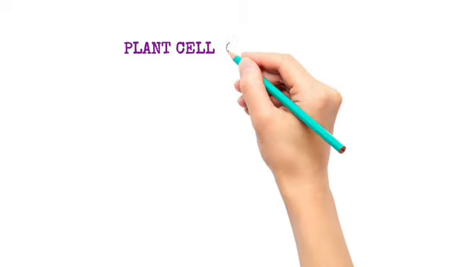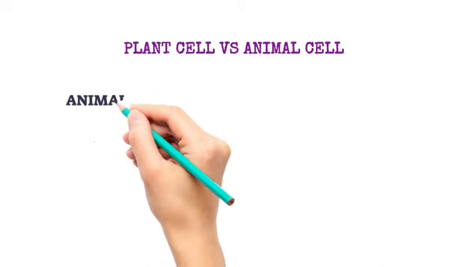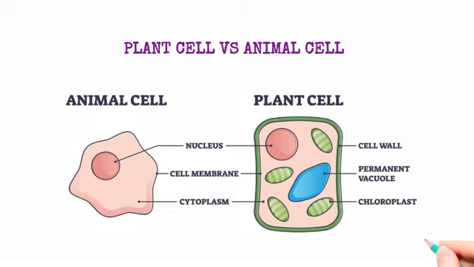Cell wall, chloroplast, large vacuole, shape differences. Excellent. Those differences are not merely structural, they define the lifestyle of plants. A plant is autotrophic, sessile, and continuously exposed to environmental stress. Therefore, every organelle inside the plant cell has evolved with specific adaptations.